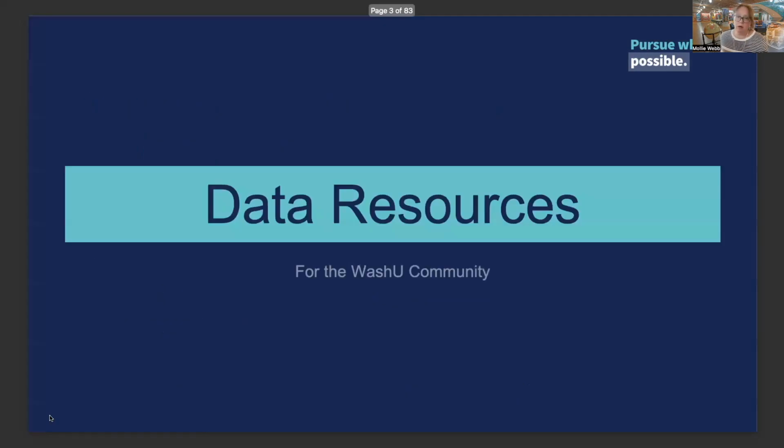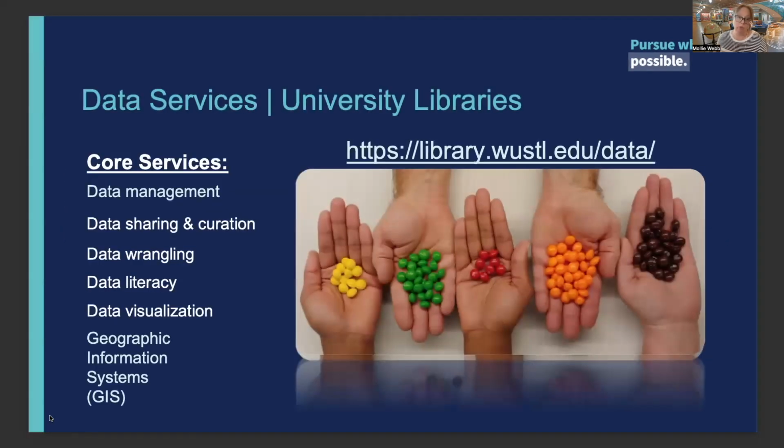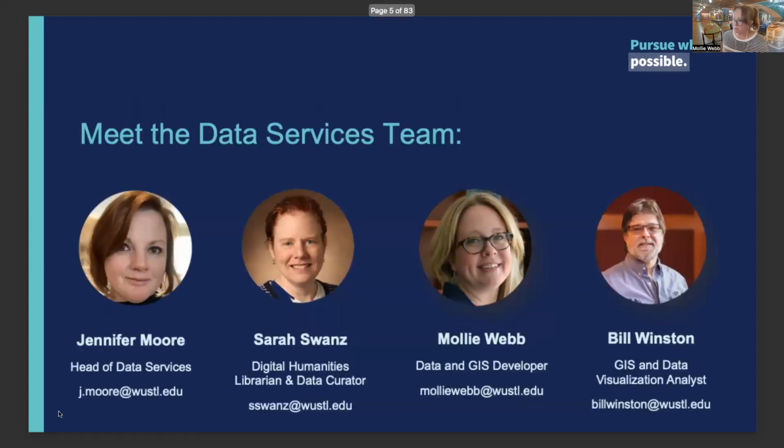So let's begin by just getting to know some of the data resources available to you as part of the WashU community. Data Services is part of the University Libraries, offering data-related expertise services to the WashU community across both campuses. Our target areas include the management, sharing, curation, wrangling, literacy, and visualization of all kinds of data, as well as support for GIS or geographic information systems.